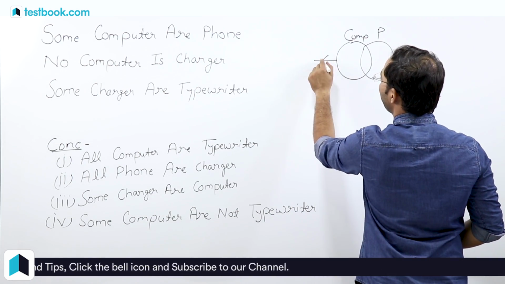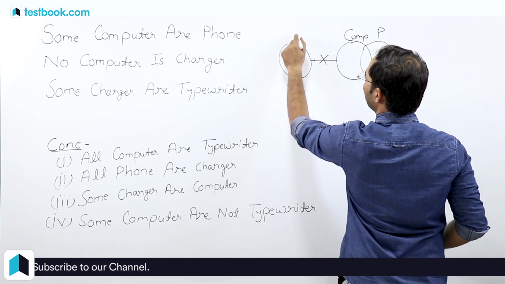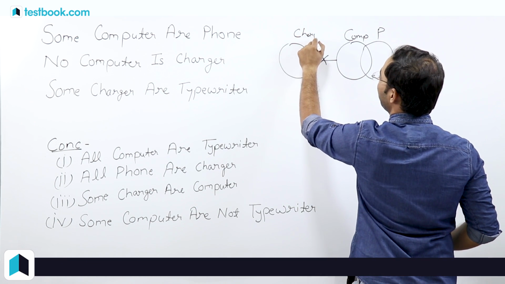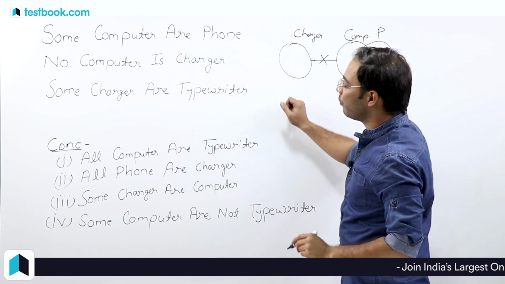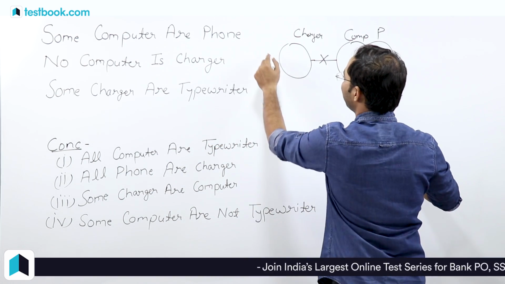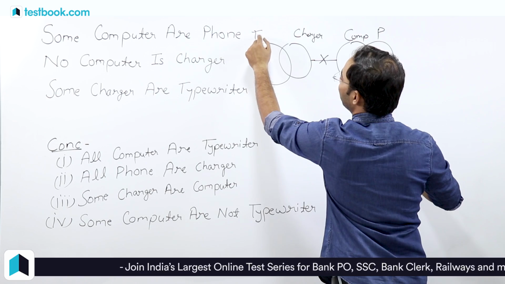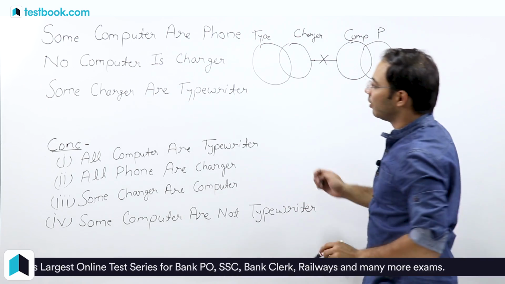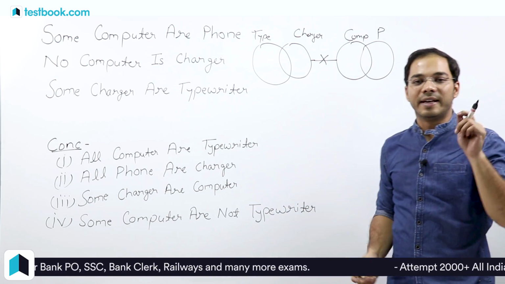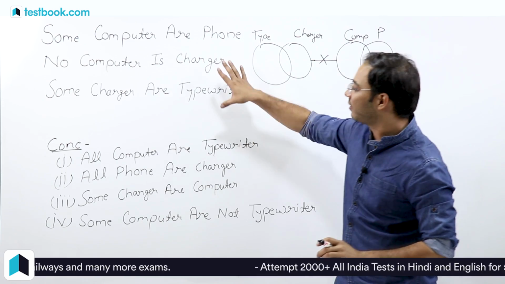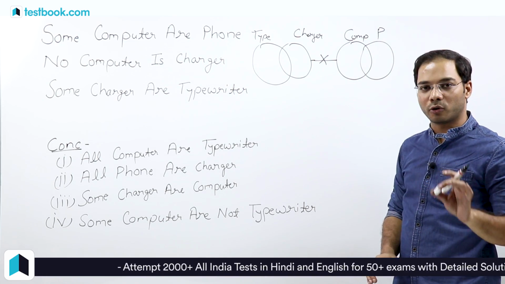Now no computer is charger. We know the relation between computer and charger now, and now we can make some chargers are typewriters. This will be some charger and typewriter. So this is our least possible Venn diagram for these statements. Now let's look at the conclusions.